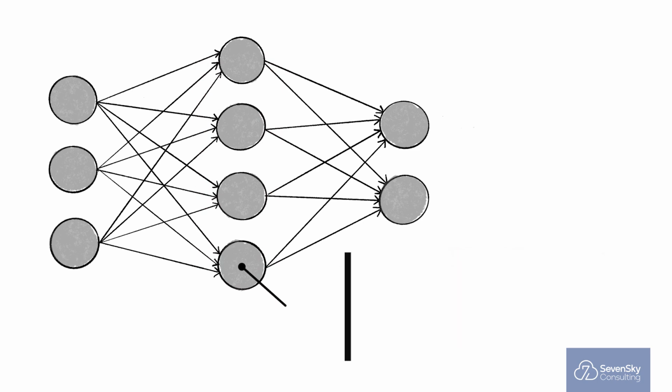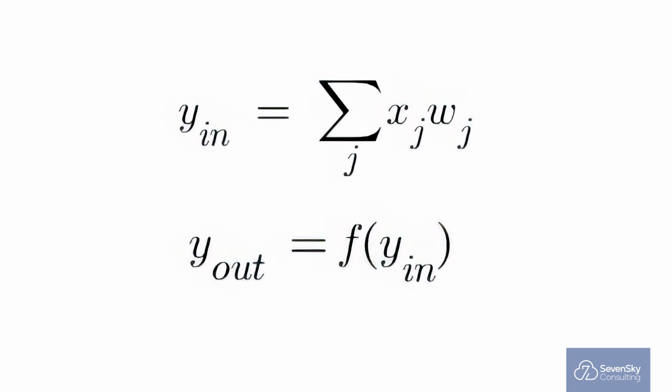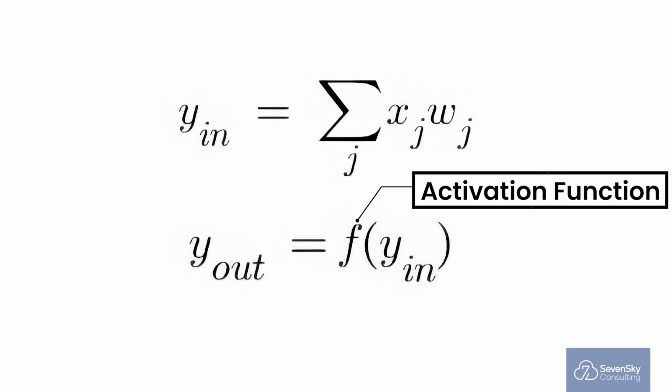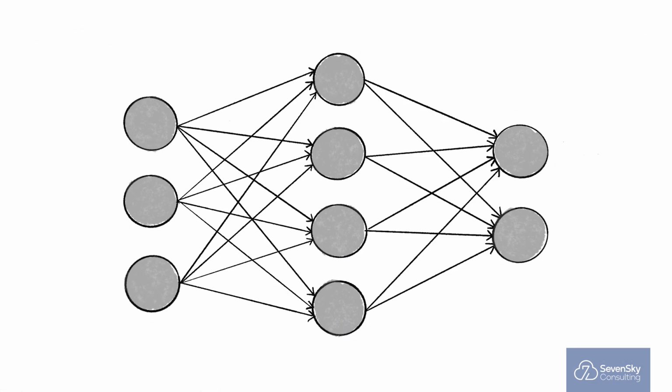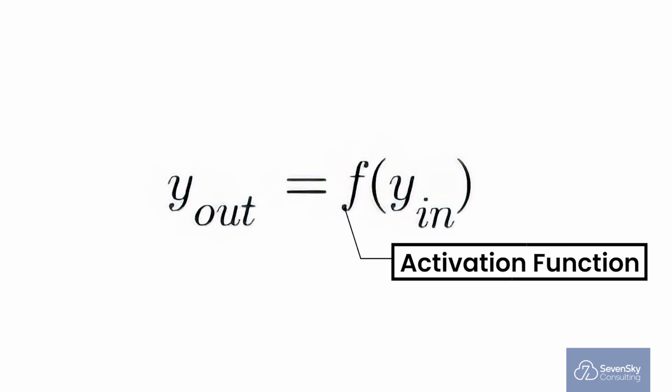This expression shows that one neuron's input is the sum of all nodes in the previous layer multiplied by the related weight. A mathematical function, known as an activation function, is applied to this sum to produce the neuron's output. The process is repeated for each layer until the final layer, the output layer, is reached. F, in the above expression, is the activation function.